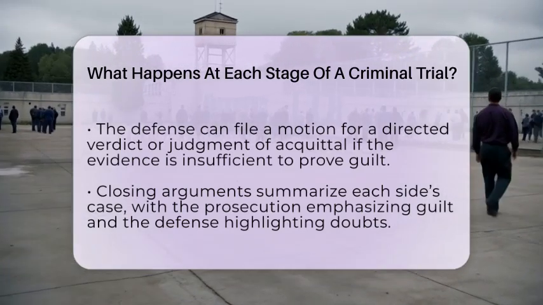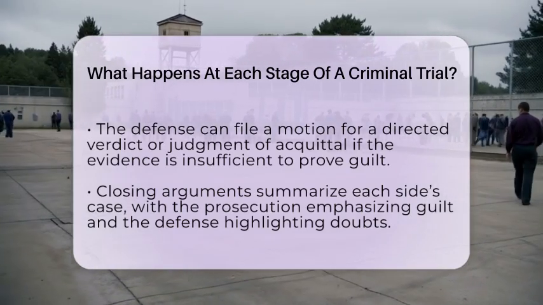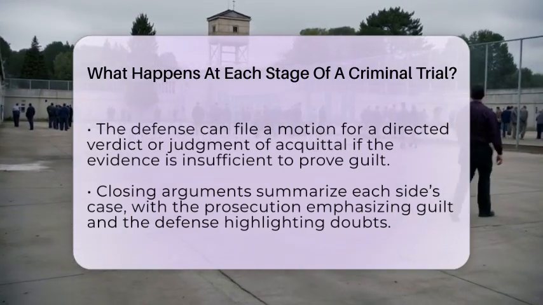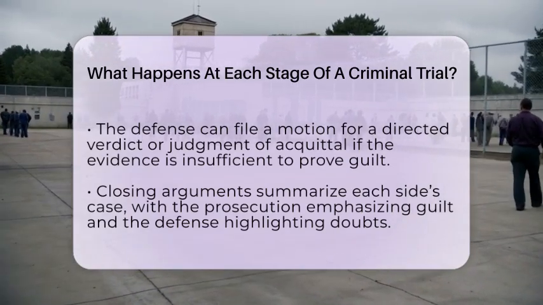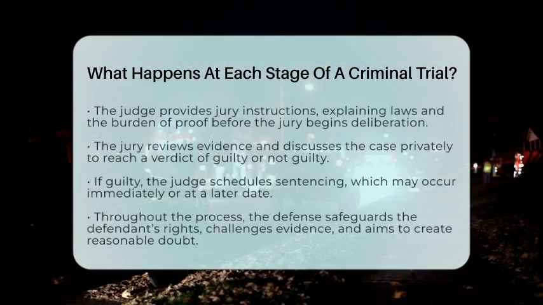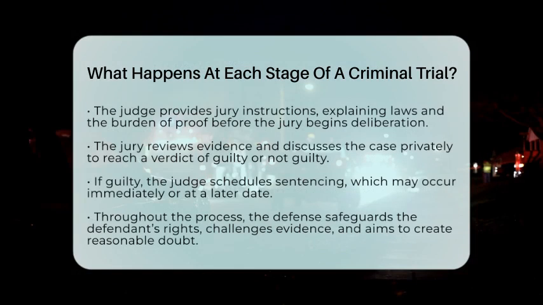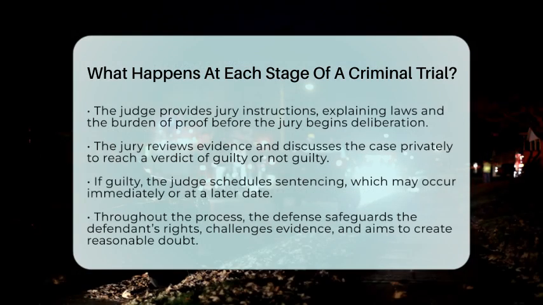Then comes closing arguments. Both sides summarize their cases for the jury. The prosecution emphasizes evidence supporting guilt, while the defense points out doubts and urges the jury to find the defendant not guilty. After closing arguments, the judge gives jury instructions. They explain the relevant laws and what the burden of proof means.